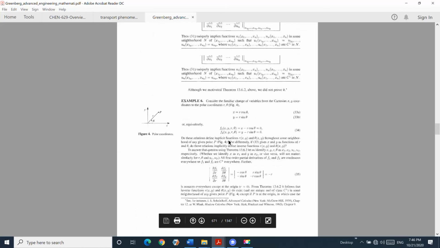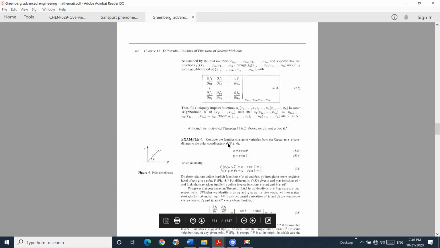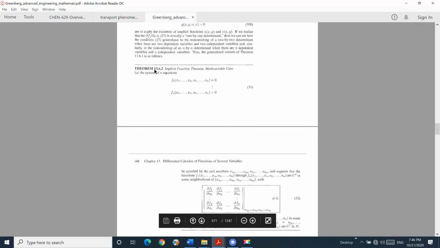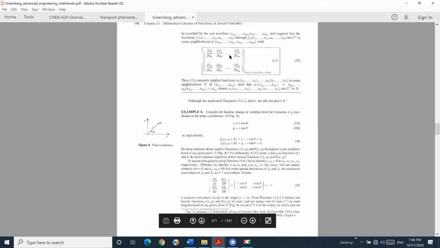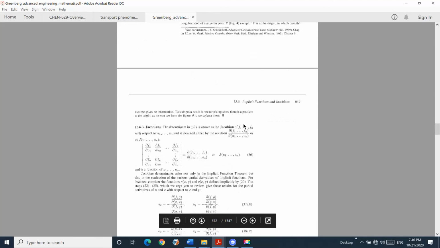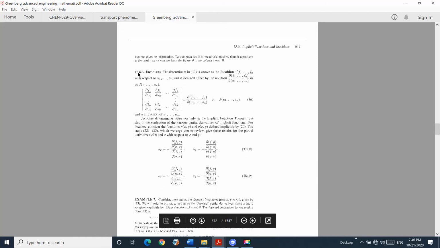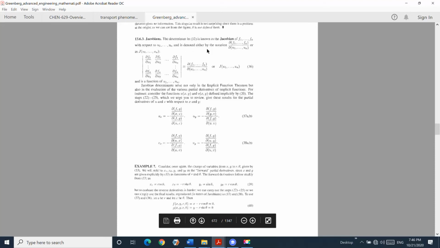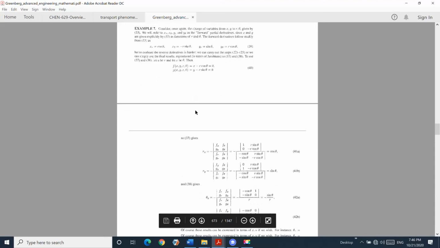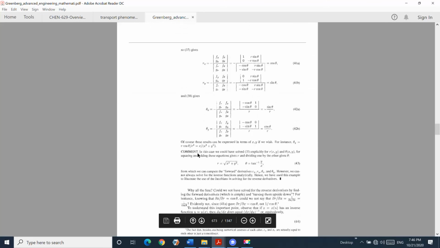You see here the theorem shows the implicit function theorem in the multivariable case, and section 13.6.3 defines the Jacobians and the formulation with examples. You can go and read.